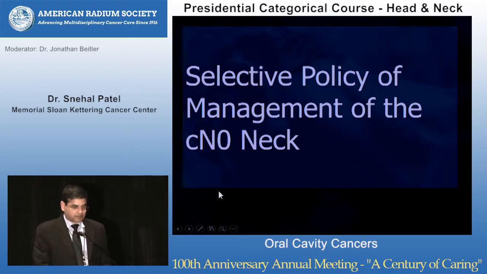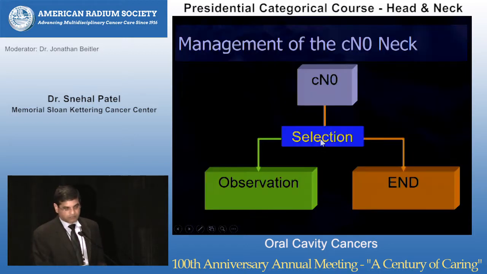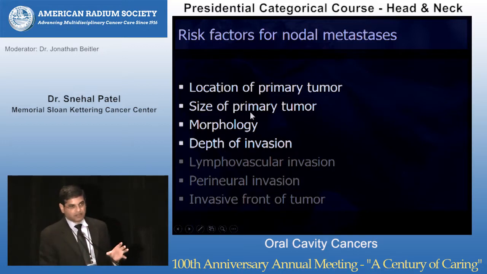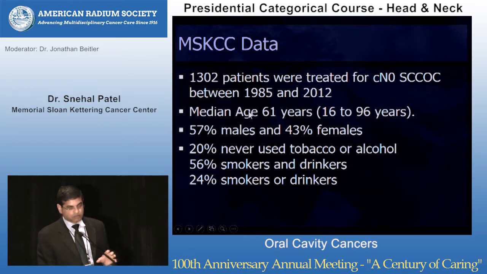So what we do at Memorial, and in most other places in the US, is pursue a selective policy of management. We select patients for observation or elective neck dissection based on certain criteria. Where is the tumor located? What is the size of the primary tumor? What is its morphology? Is it exophytic? Is it endophytic? And most importantly, the depth of invasion of the tumor. We use all of these risk factors to decide whether the patient should go into observation or elective dissection of the neck. And I'll share with you some data.